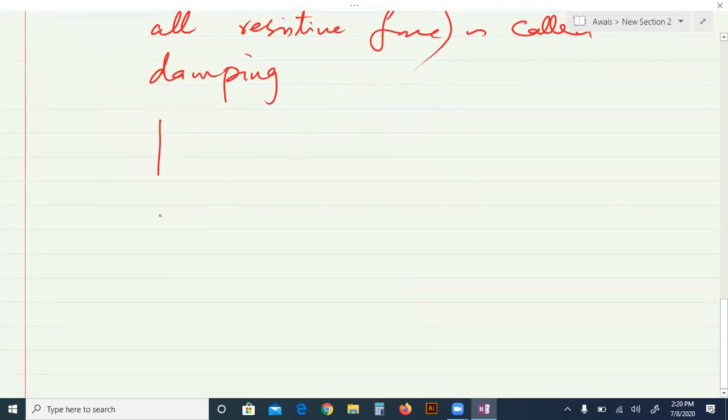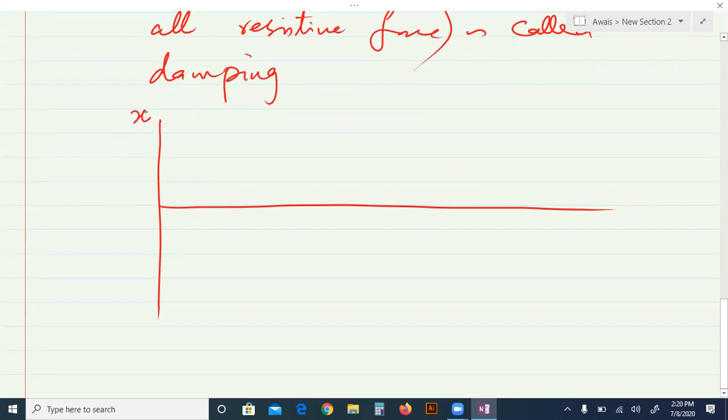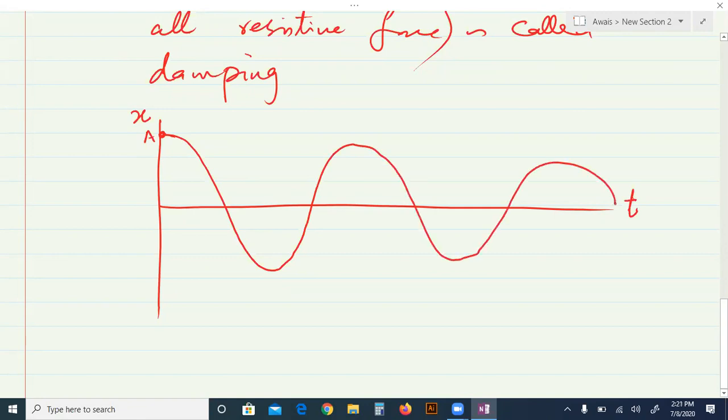For example, this is displacement, this is time, and the maximum displacement is amplitude. When the pendulum is released, it is oscillating like this. Its amplitude is gradually decreasing. Look, it is decreasing gradually. And this phenomenon is called damping.